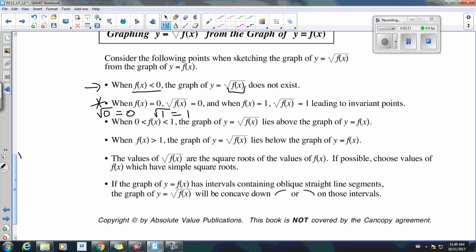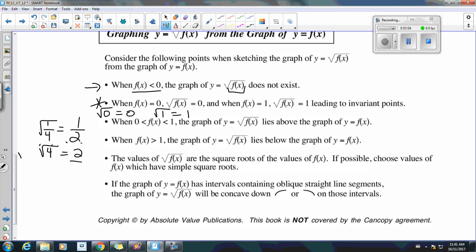When the original graph f of x is between 0 and 1, the graph of y equals the square root of f of x lies above the graph of y equals f of x. Why is this? Well, the square root of 1/4 is 1/2. So what this is saying is when we take the square root of a number that's between 0 and 1, we actually get a larger number. The square root of 1/4 is actually bigger than itself. For any other number, that's not true. Square root of 4 is 2. The square root is always smaller.